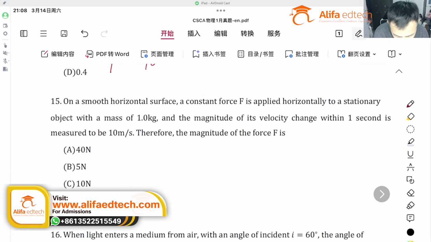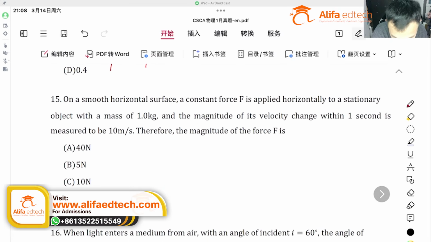Okay, the next one. 对于15题，他说 a smooth horizontal surface. Smooth means low friction.